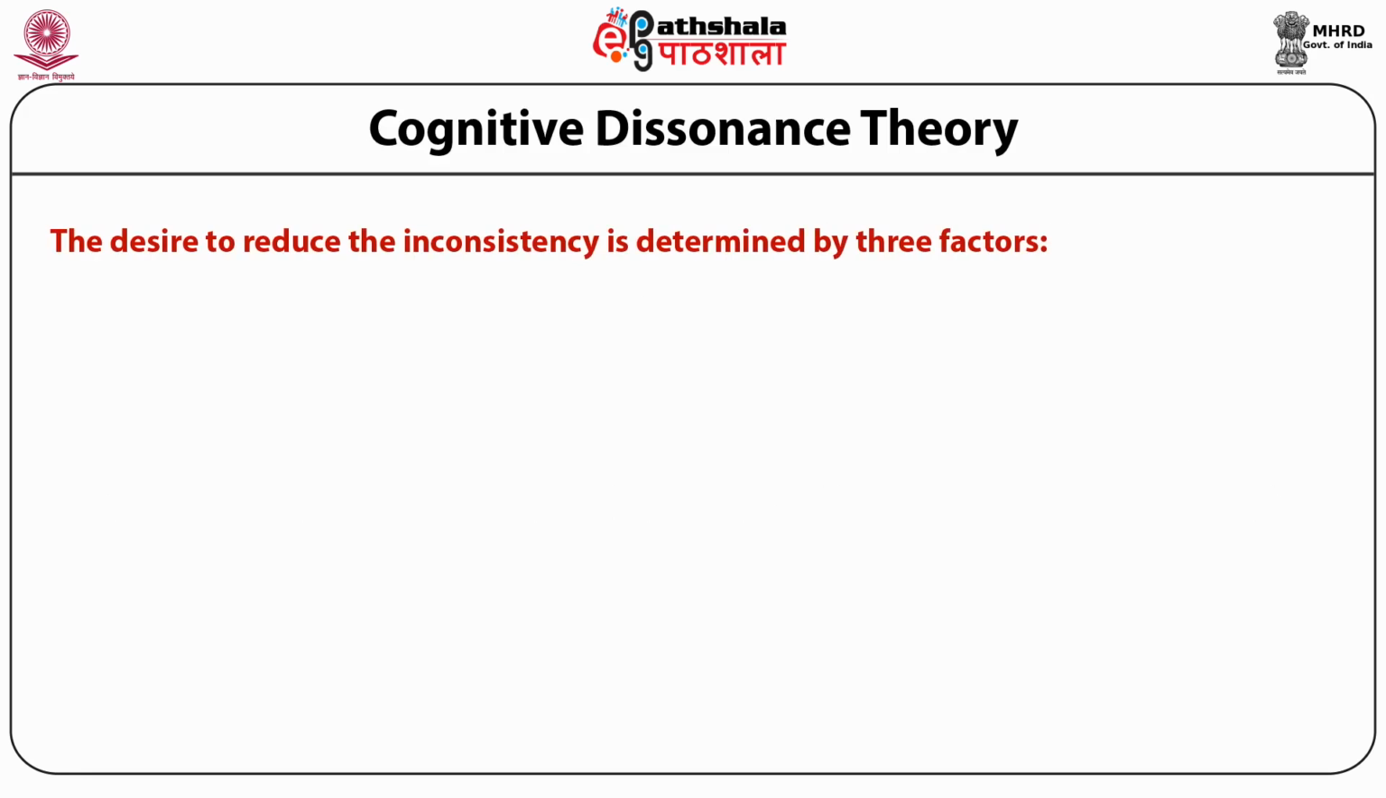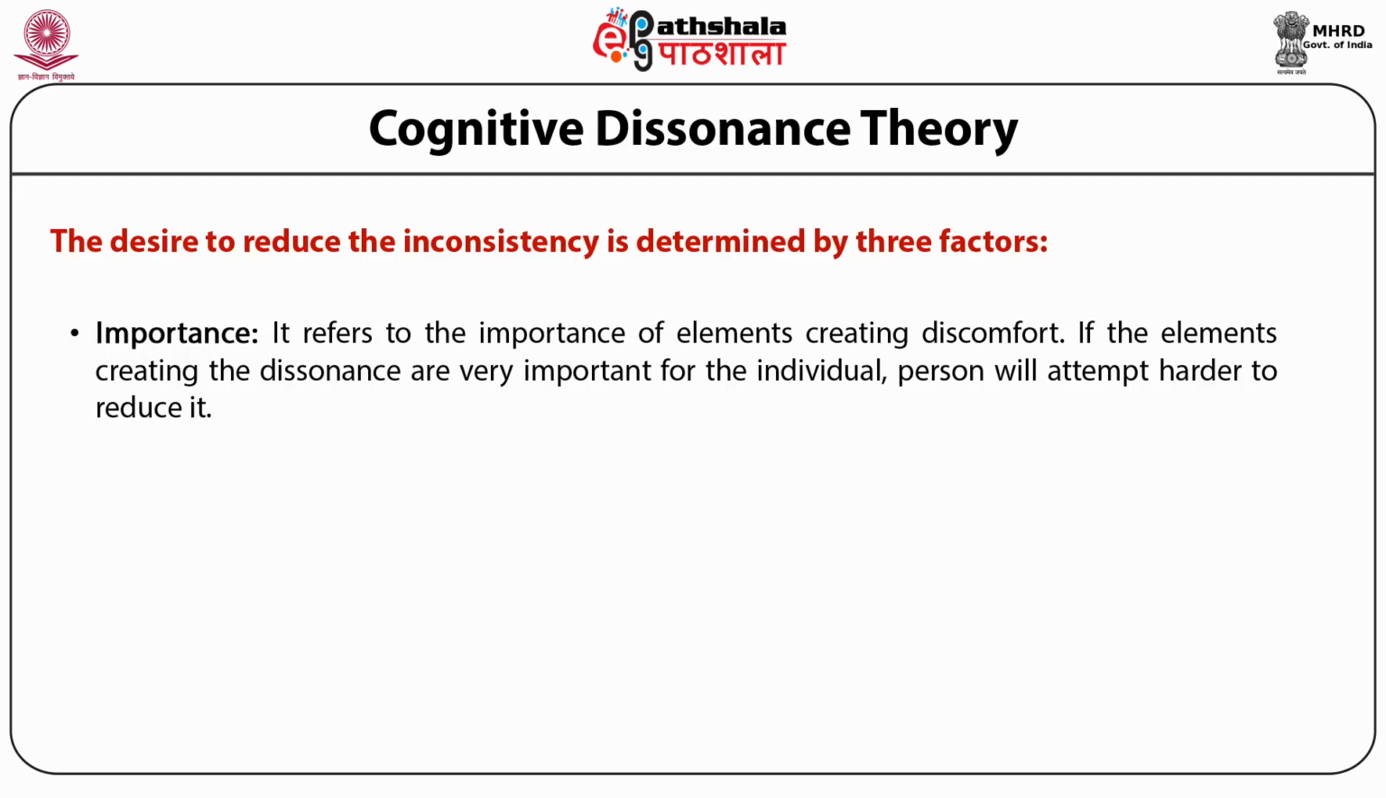First factor is importance. Importance refers to the importance of elements creating discomfort. If the elements creating the dissonance are very important for the individual, person will attempt harder to reduce it. He will either change the attitude or the behavior to reduce the dissonance. But if the elements are relatively unimportant, the pressure to reduce the dissonance will be very low.